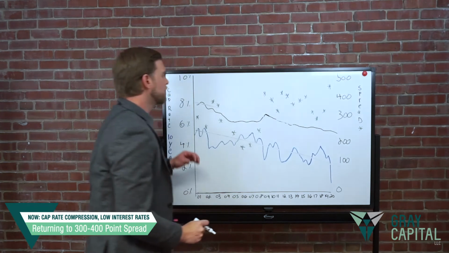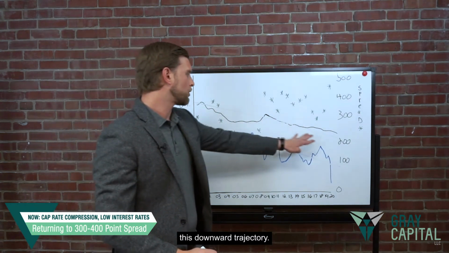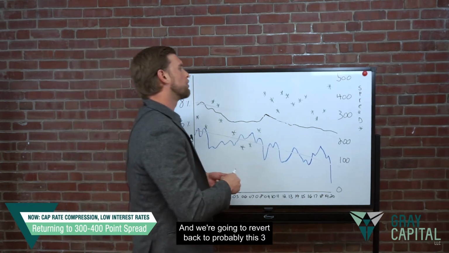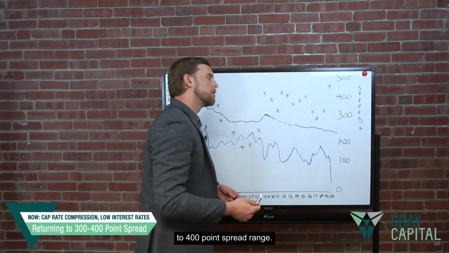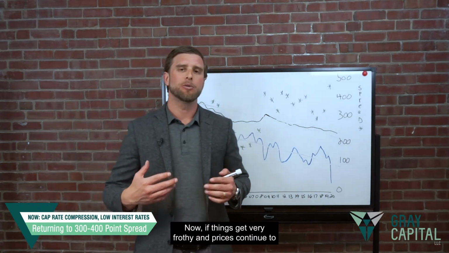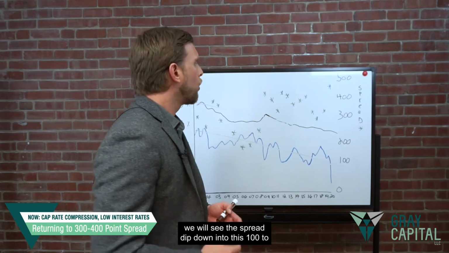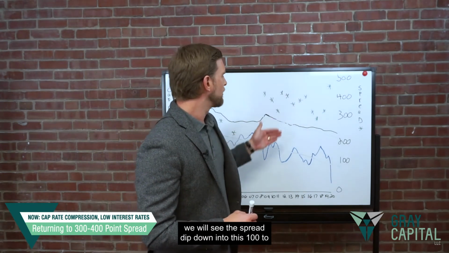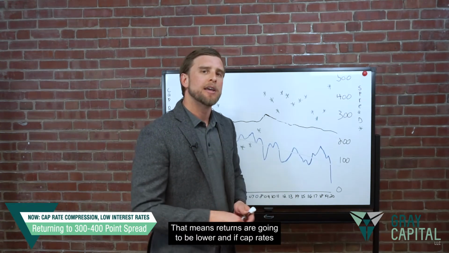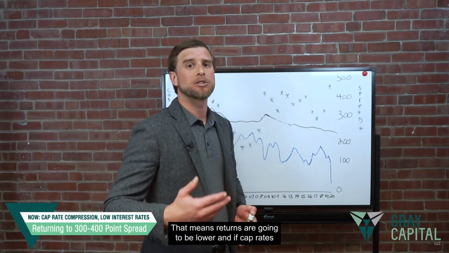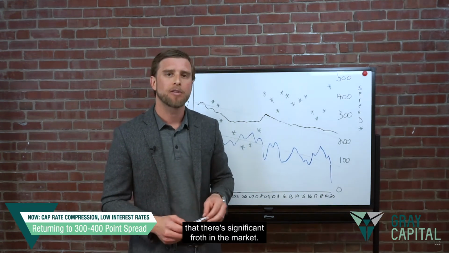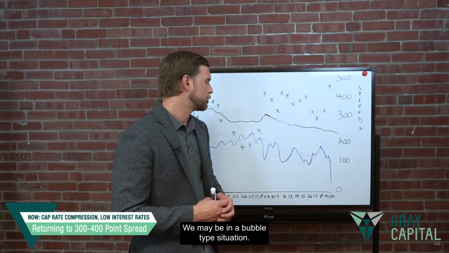We're going down. So we're going to continue to maintain this downward trajectory, and we're going to revert back to probably this 300 to 400 point spread range. Now, if things get very frothy and prices continue to increase as cap rates decline, we'll see the spread dip down into this 100 to 200 point spread range. That means returns are going to be lower, and if cap rates continue to decline, that's going to be a good indication that there's significant froth in the market. We may be in a bubble type situation.